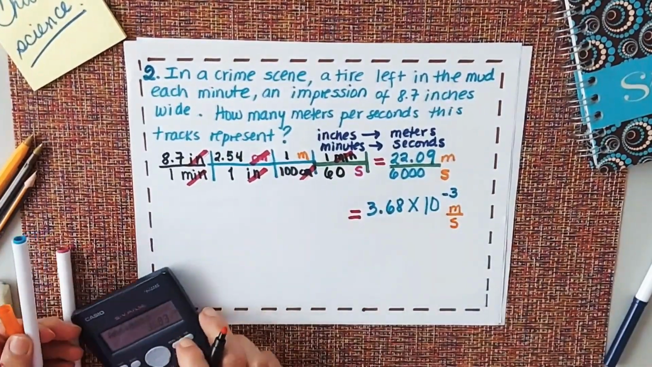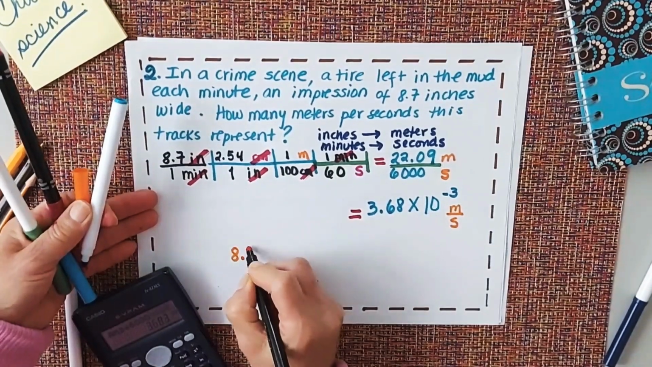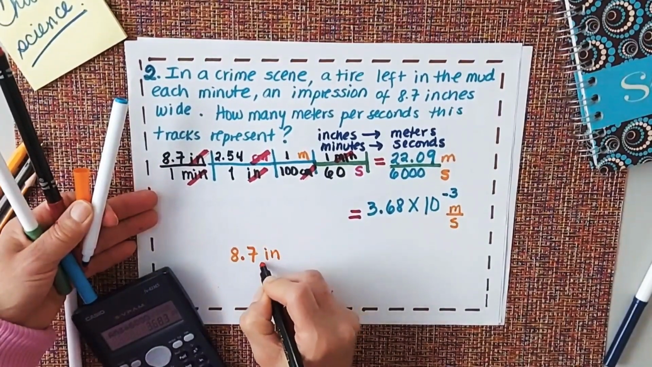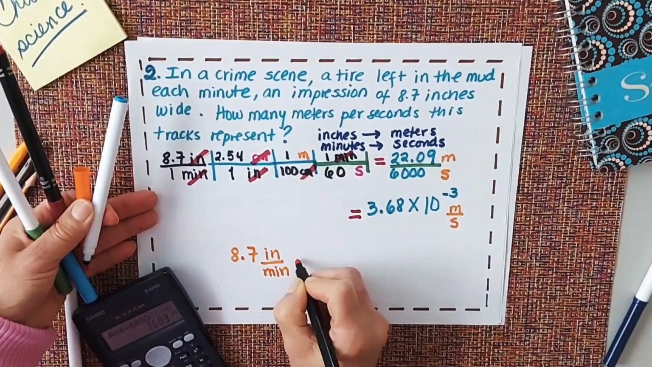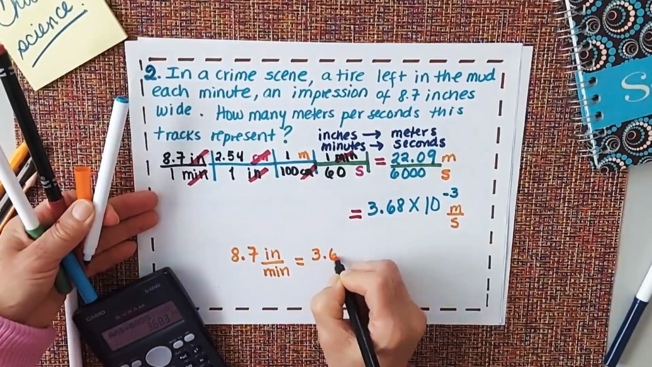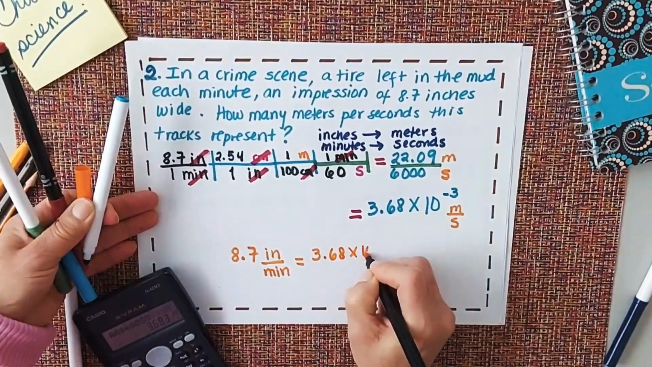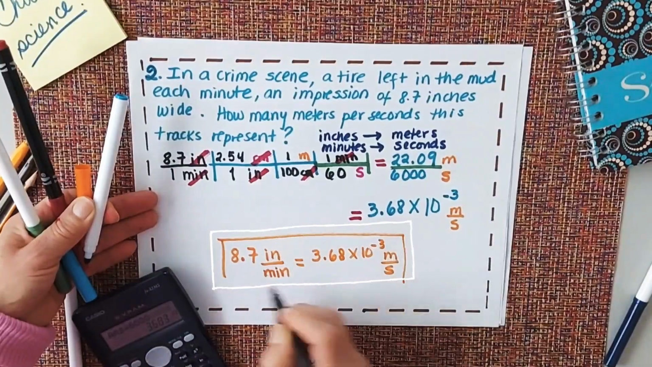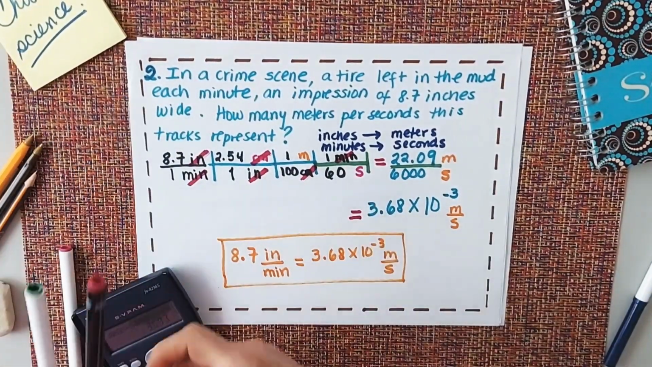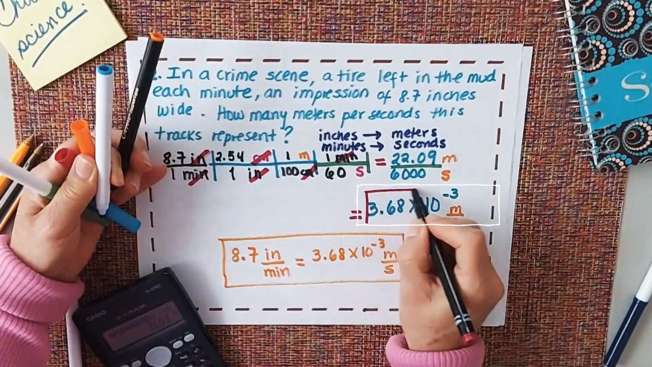Okay? In other words, 8.7 inches per minute equals 3.68 times 10 to the minus 3 meters per second. Okay? Remember that you need to write these squares around the results.